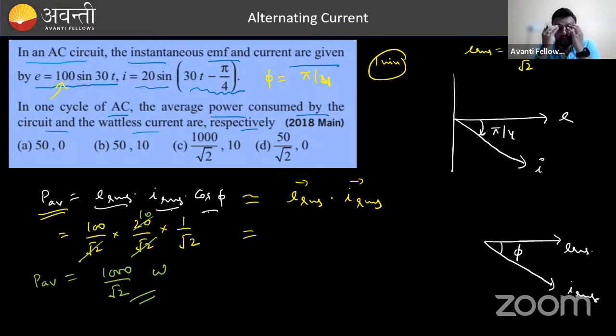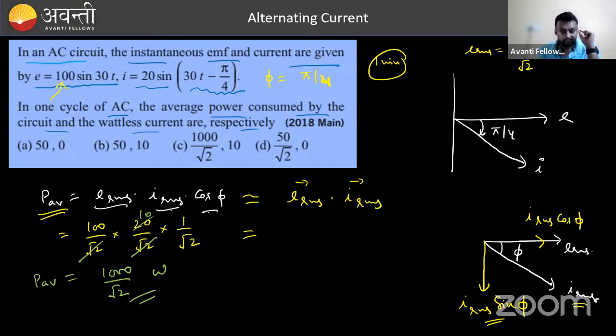If you look very closely, this IRMS will have two components. Can you resolve it in two components? One component will be this one, and one component will be this one. This is going to be IRMS cos phi, and this is going to be IRMS sin phi. Are you able to see what I am trying to say?